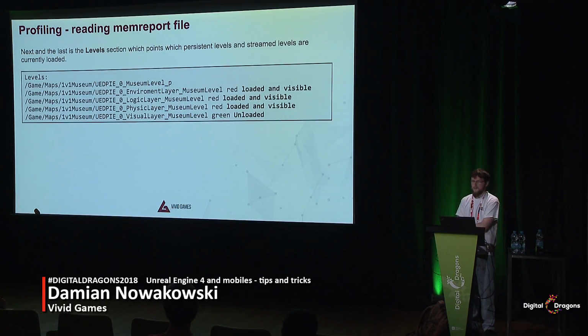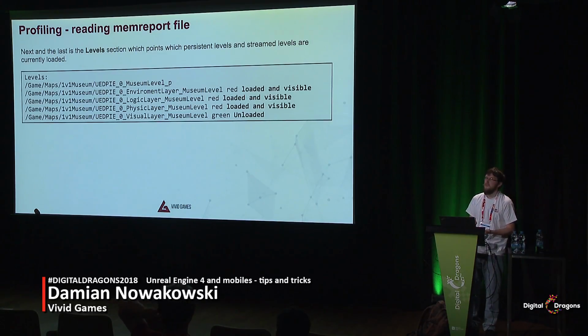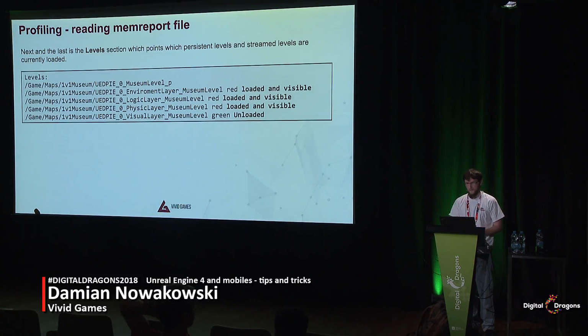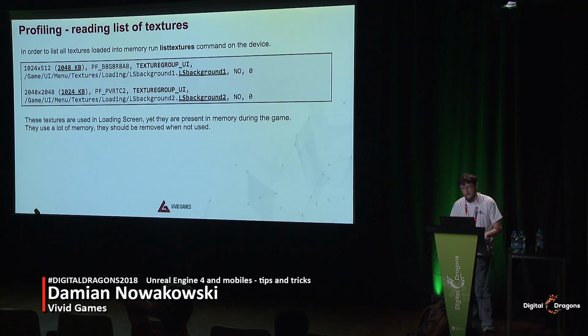And lastly, there is the levels section, which shows which of the sublevels are displayed in the game. For example, we had a developer doing some test stuff on the debug sublevel, and then he forgot to disable it. So we had an extra sublevel working in the background, and we didn't notice until we ran this tool. And there is the last command, list textures, which lists the textures that are currently loaded into memory.